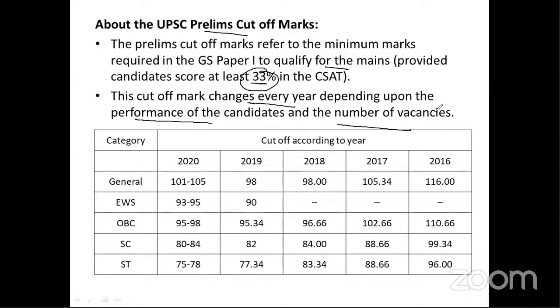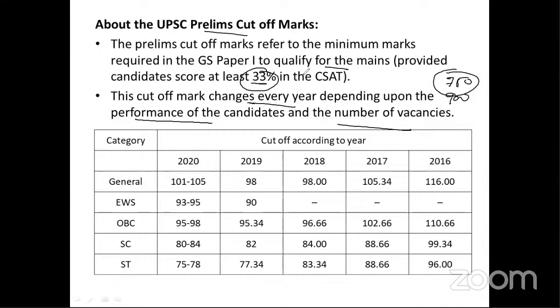Okay, for example, every year the vacancy is not the same. Every year vacancy may be 900, some year vacancy may be 750. So it depends on the number of vacancies and the performance of the candidates. The performance of the candidates further depends on the level of questions, what type of questions you will find in GS paper 1.